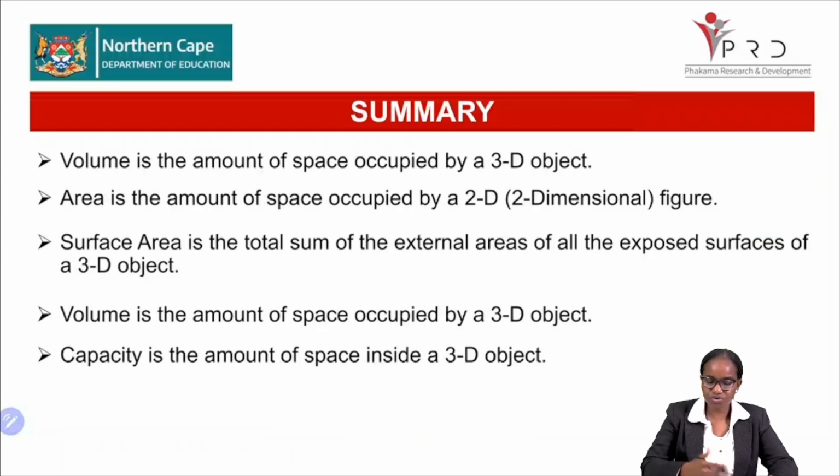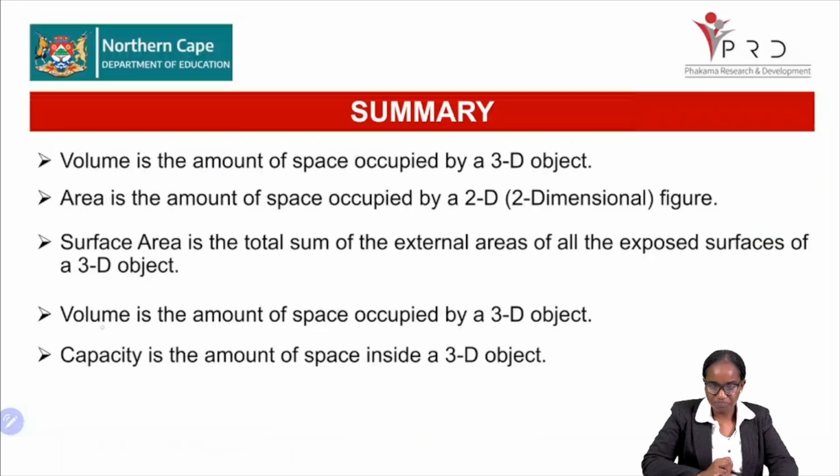Surface area is the total sum of external areas of all exposed surfaces of a 3D object. A 3D object is made up of faces of different 2D shapes. I gave an example of a triangular prism. It has got two triangular faces and it has got three rectangular faces. We have a cylinder. It has got two faces that are circular in form. It has a curved surface that is rectangular in form.